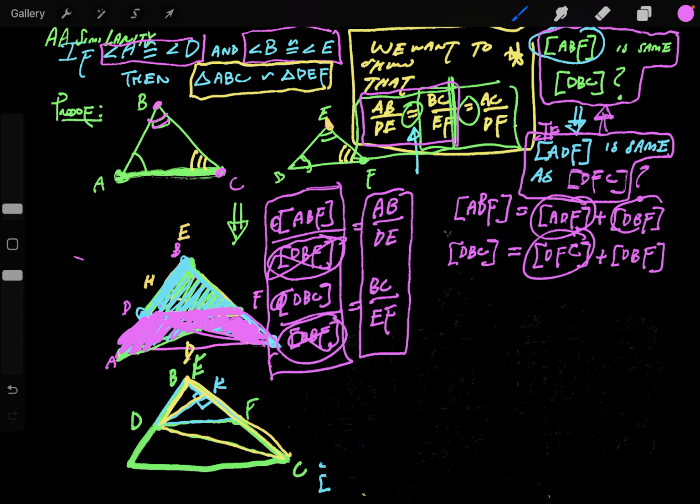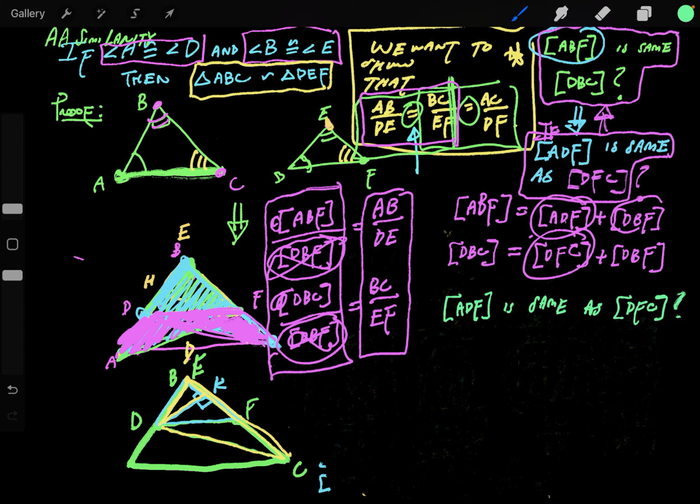Okay, so this just equates to me showing, right? I need to look at what is it that I want to show. I want to show then that ADF is the same as DFC.